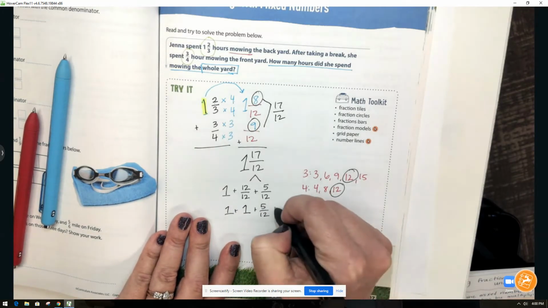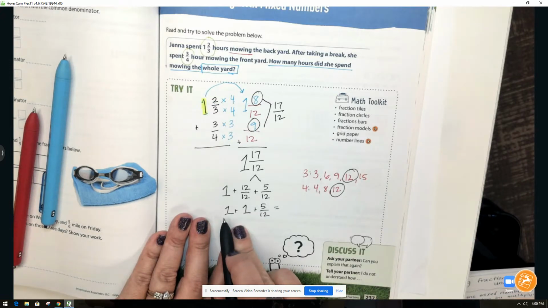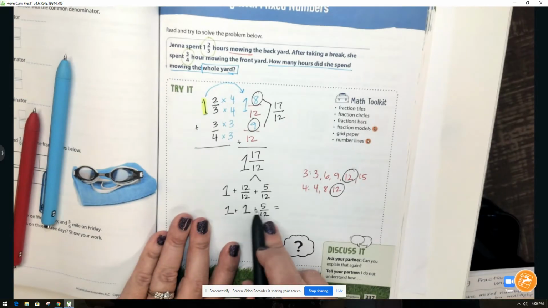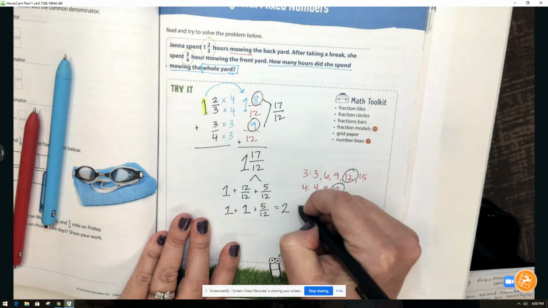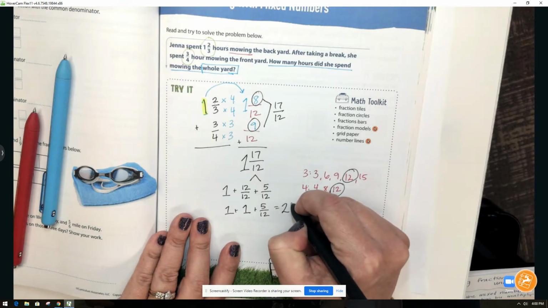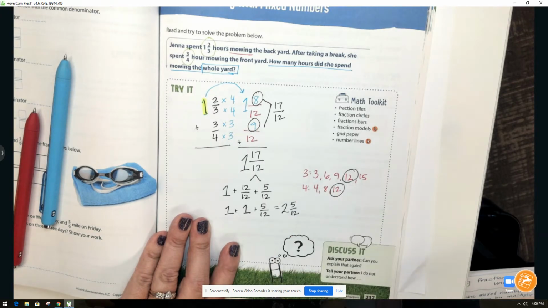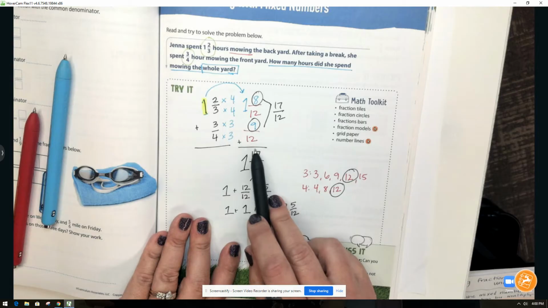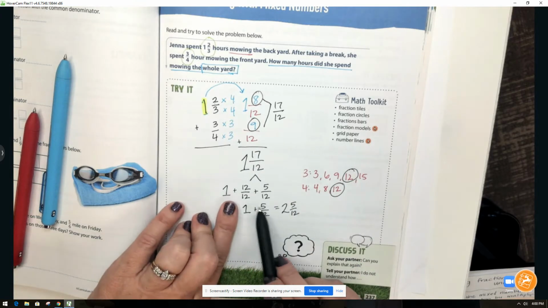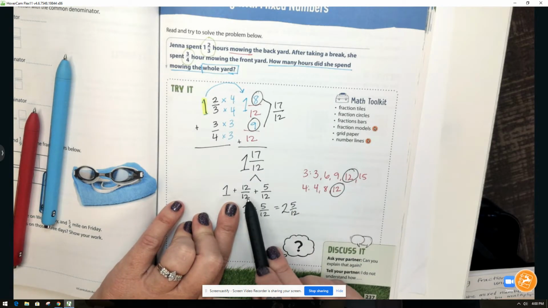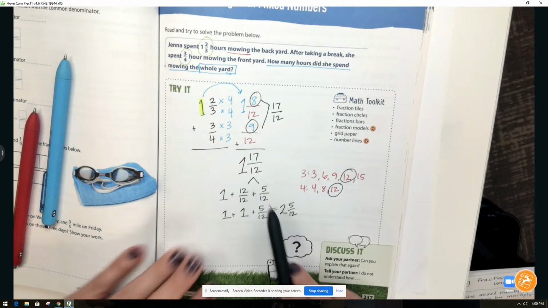So when we do all of that, we can add together our original 1 whole, our regrouped 1 whole, and then our leftover part. So our final result is 2 and 5 twelfths. Because 17 twelfths is the same as 1 and 5 twelfths, or 12 twelfths plus 5 twelfths.